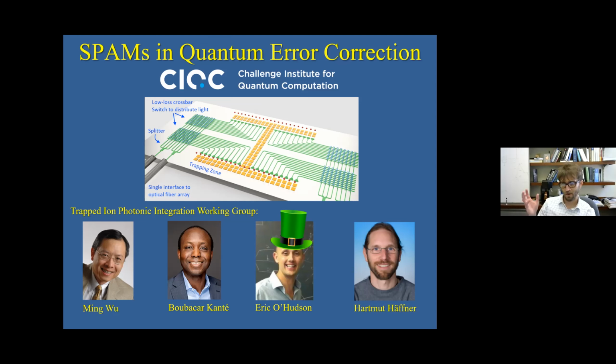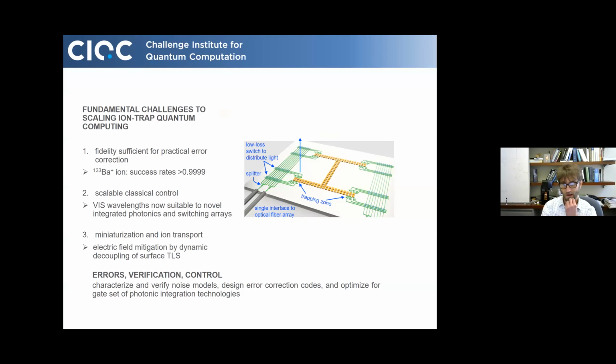Bubakar and Ming are the experts on the photonics side, and Eric, Hartmut, and I kind of come from the trapped ion side. And what we're coming up with is a platform where we can shuttle ions around and address them with optics that are on board the actual trap chip and multiplexed. So using these switches that Ming makes. And so the species that we're probably looking at for this are calcium and barium predominantly.